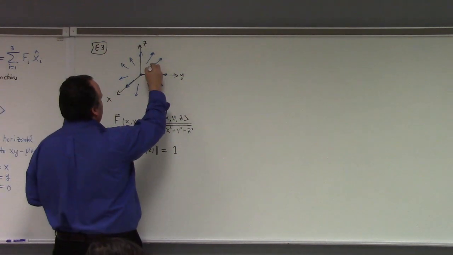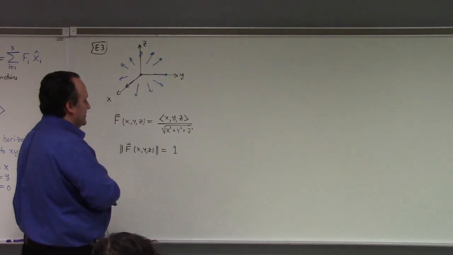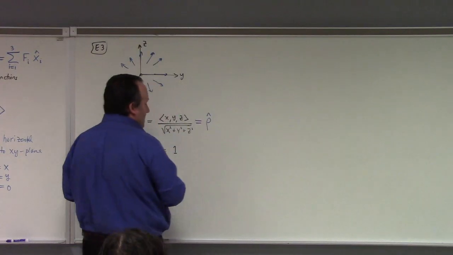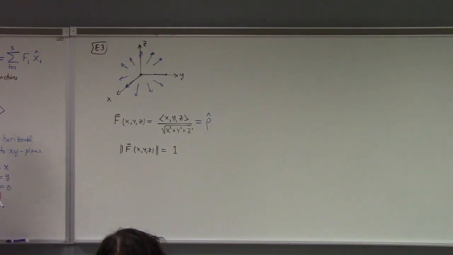Well, these are all normals to the unit sphere. That's true. But this has a name, right? This is what we call rho hat. It's the unit vector in increasing radial direction. That's in fact rho hat.